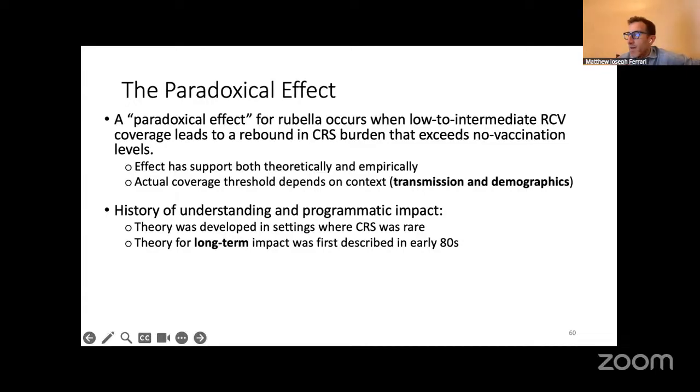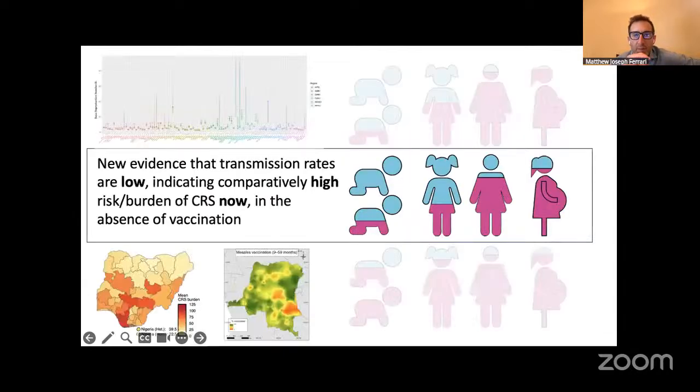And we can absolutely improve our understanding of where we are since the first analyses of these were done in the 1980s. And so the new evidence that has emerged through work that has been done across a variety of countries is that transmission rates are in fact lower than expected. And I showed you the results of the work that was done by Timos and Amelia earlier, indicating that there's likely to be comparatively high risk and high burden of CRS in the moment in the absence of vaccination.